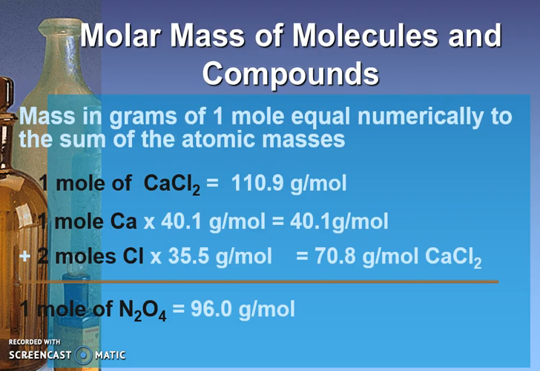So we're going to find the mass in grams of a compound. We have 1 mole of CaCl2, and we're saying it's 110.9 grams. We get that from 1 mole of calcium at 40.1, and we have 2 moles of chlorine at 35.5 each. All we do is multiply and add, and that gives us 110.9. In this case, we have N2O4. We're going to say it's 96 grams.